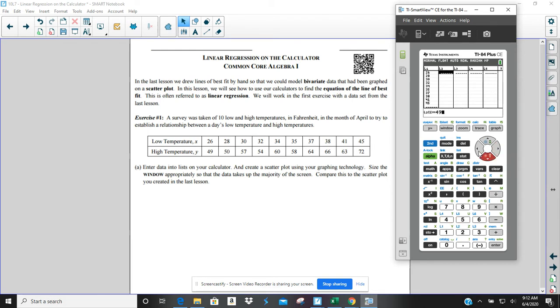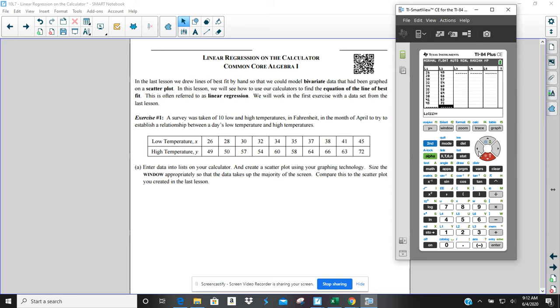Let's put in the high temperatures now in L2. Hopefully these are right. I don't want to spend too much time making sure I did it right as far as transposing numbers or whatever, but it looks like it's good. Okay, now create a scatter plot.